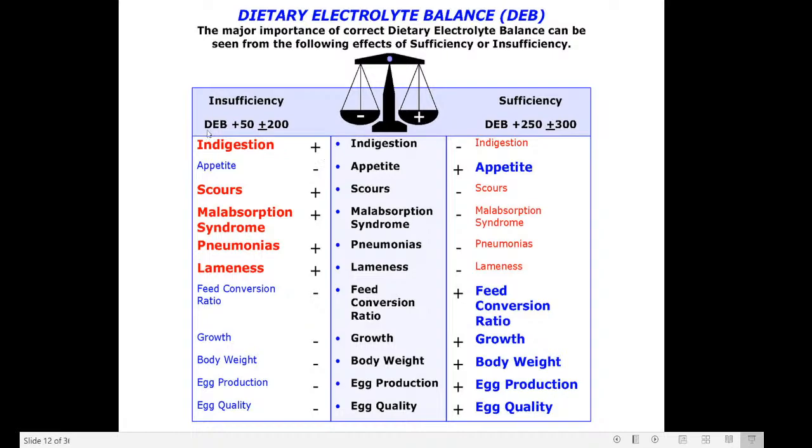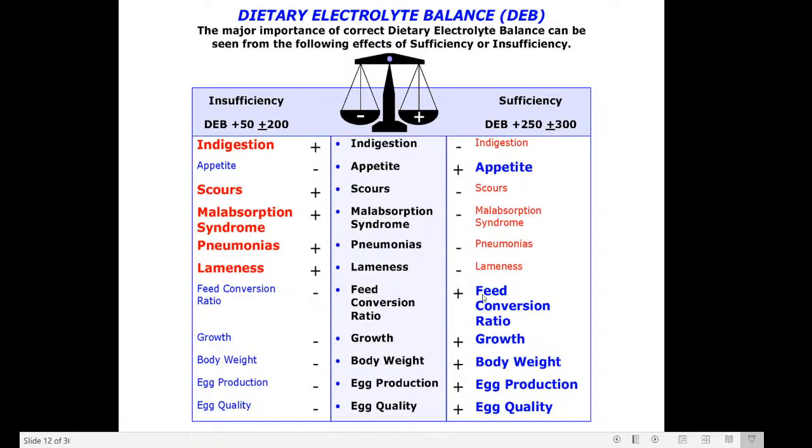The electrolyte count is 5 to minus 200. If it is sufficient, that is enough, meaning 250 to 300, the appetite is high. Likewise, the score is high in the insufficient mode and lower in the sufficient mode.